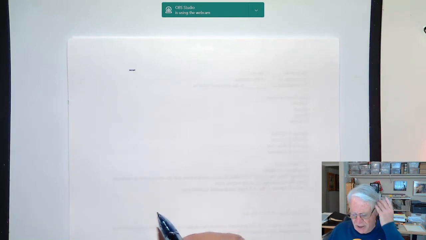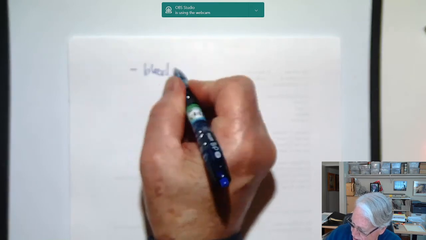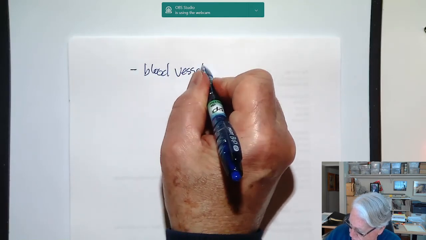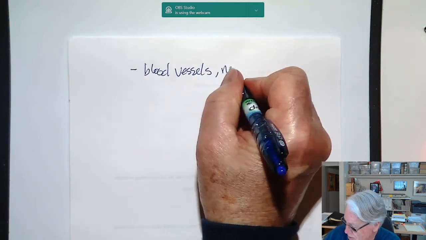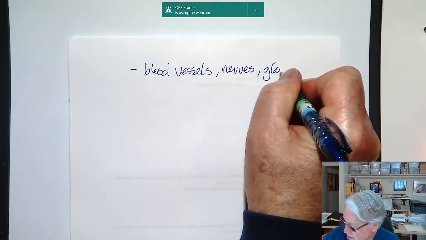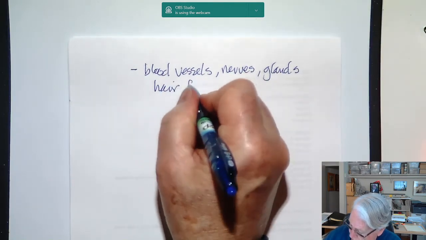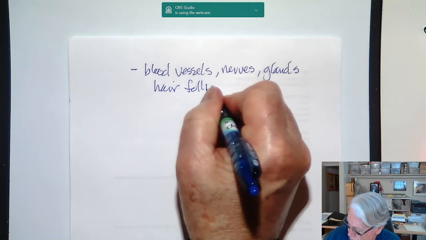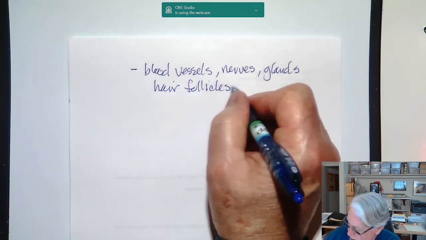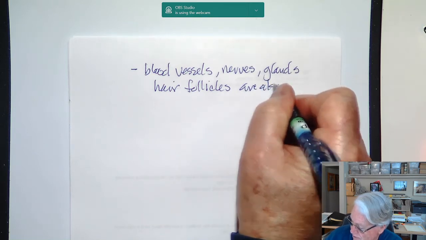In addition to the collagen fibers and the other structures that we mentioned, the elastic fibers, we also find blood vessels, nerves, glands, and hair follicles in particular, and we'll define what that is in just a bit, are also found in the dermis.